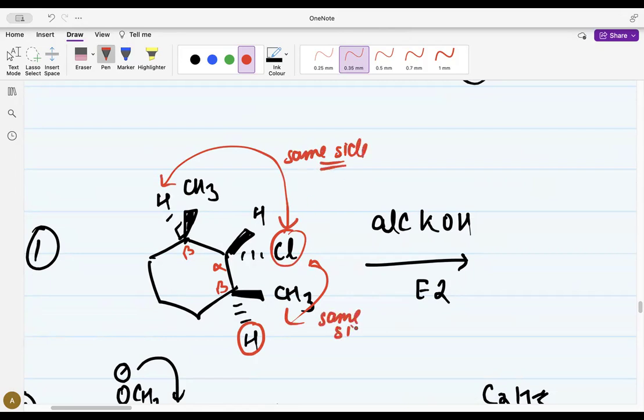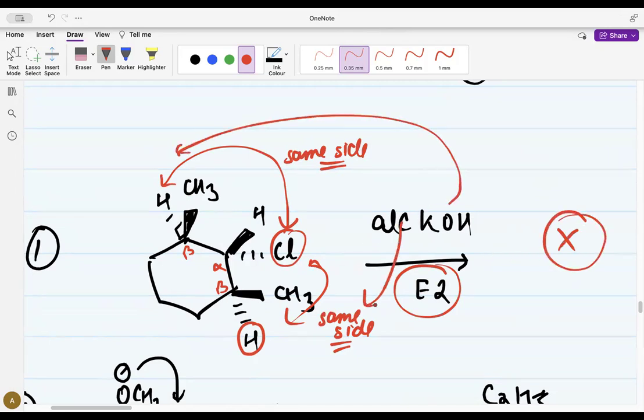So from where will it take? From where can it take? So it can't do E2 elimination. It can't take hydrogen from any side. It can't do elimination. It cannot do E2 elimination, it cannot take from the same side, right? This is our second example.